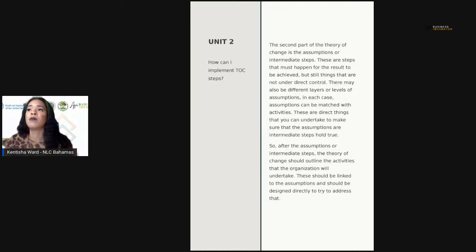So after the assumptions or immediate steps, the theory of change should outline the activities that the organization will undertake. These should be linked to the assumptions and should be designed directly to try to address them.